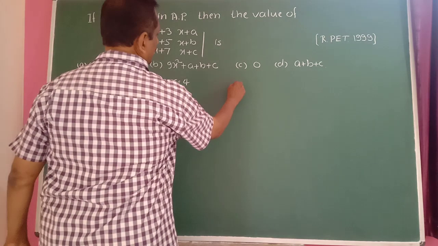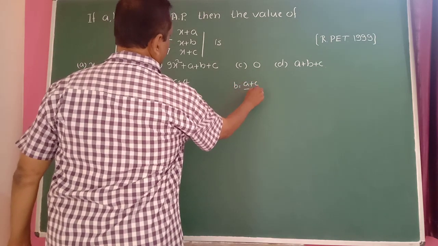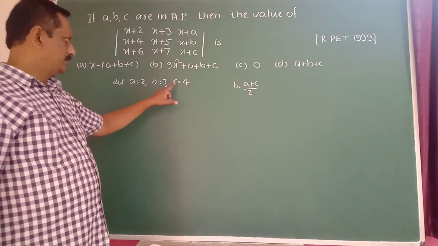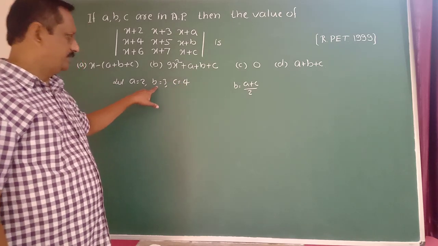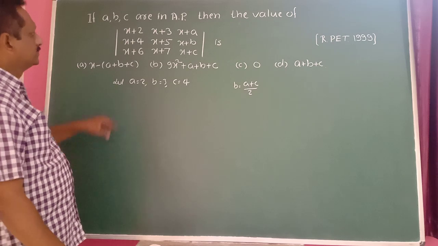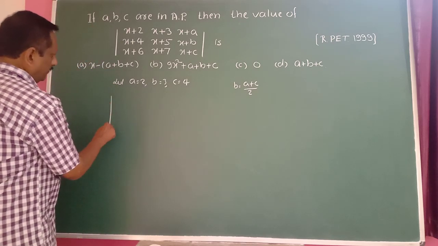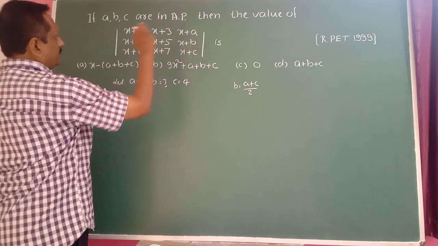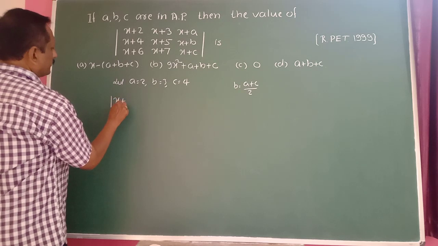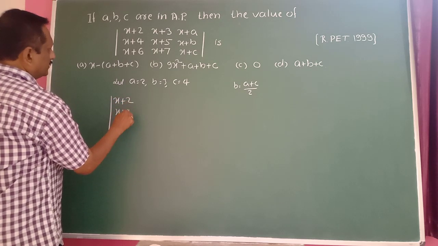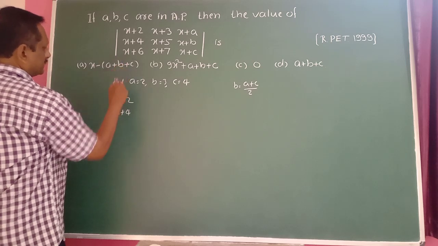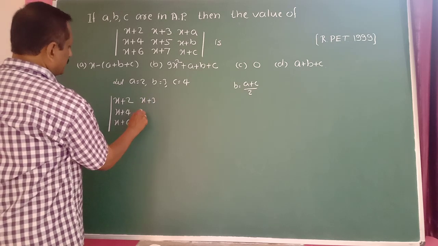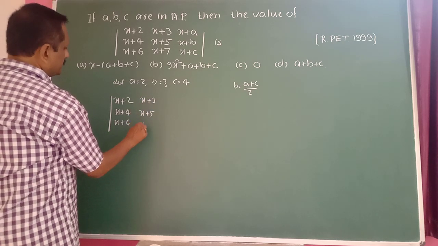They are using the arithmetic mean formula. This is a, b and c here. Therefore 2 plus 4, 6 upon 2 becomes 3. They are in AP. Substitute here. Determinant of, okay, so a value 2, b value 3 and c value 4 here. So write here x plus 2, x plus 4, x plus 6 here. Then x plus 3, x plus 5, x plus 7 here.